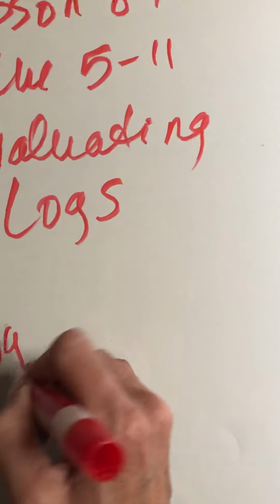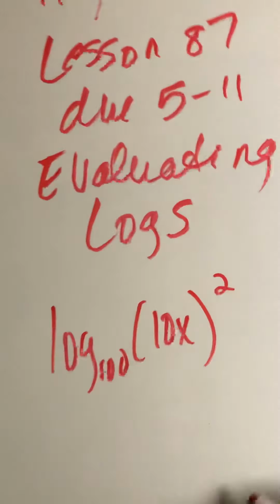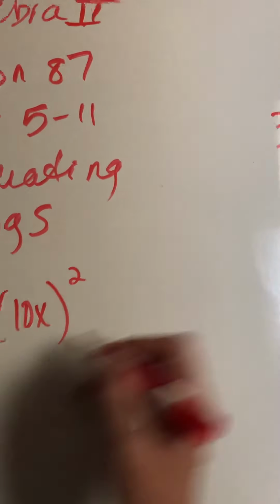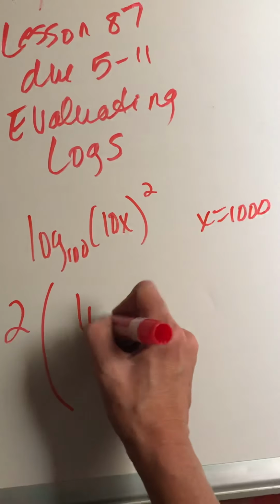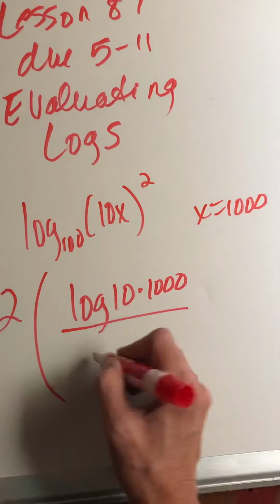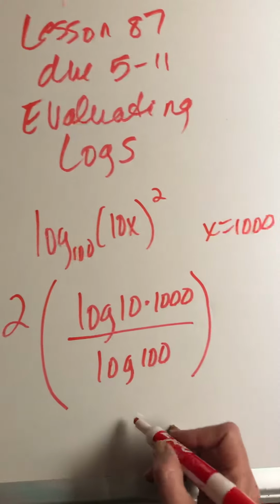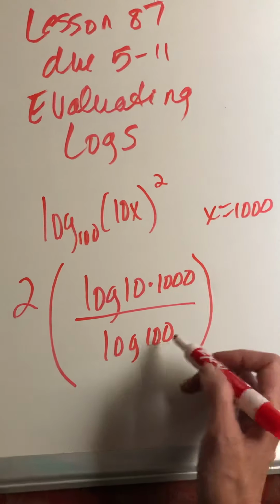Then they just give you some more. Let's see. Log base 100 of 10x squared. So again, move the 2 in the front, and then we're going to do the change of base formula. We want to evaluate this when x is 1,000. Now I'm going to skip some steps here because I've gone over them. So I'm going to go ahead and plug the x in, doing the change of base formula. So log of 10 times 1,000, put the 2 in the front like I'm supposed to, divided by the log of 100. Because remember, it's log of the argument over log of the base.